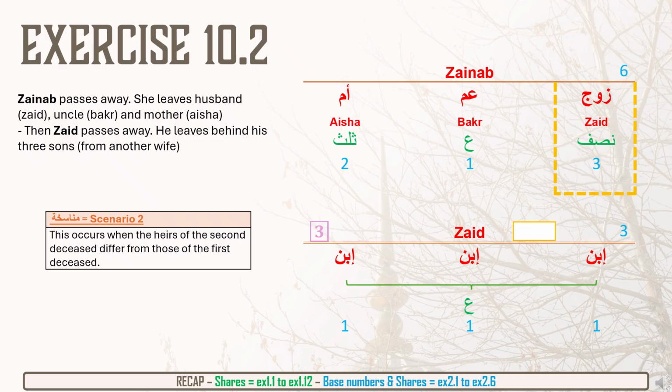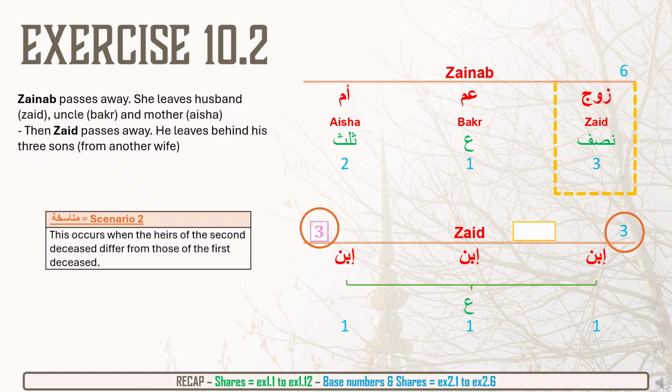Here is where we start applying the Munaasakha rules. So here we will look at the shares kept aside, meaning the amount that Zayd had before he passed away, which is a 3. And we will look at the new base number, or we call the secondary base number. And that is in blue on the right hand side.